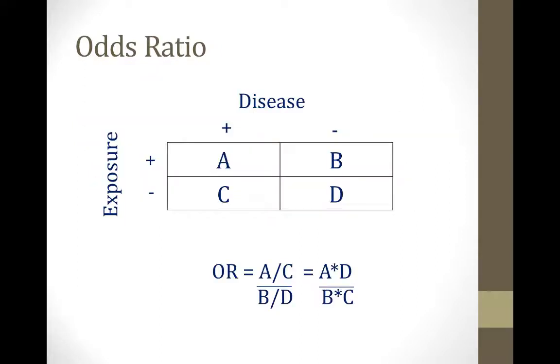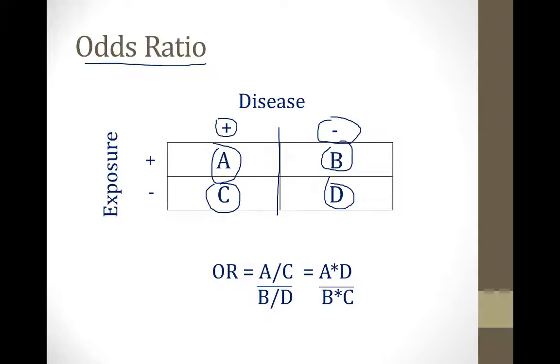So back to our 2x2 table, let's talk about how to calculate the odds ratio. For an odds ratio, we're going to take patients with disease first, and we're going to divide the diseased patients who are exposed by the diseased patients who are unexposed. Then we're going to take that whole number and divide it by the non-diseased patients: the exposed divided by the unexposed for non-disease. And then we're going to take the ratio of these two.